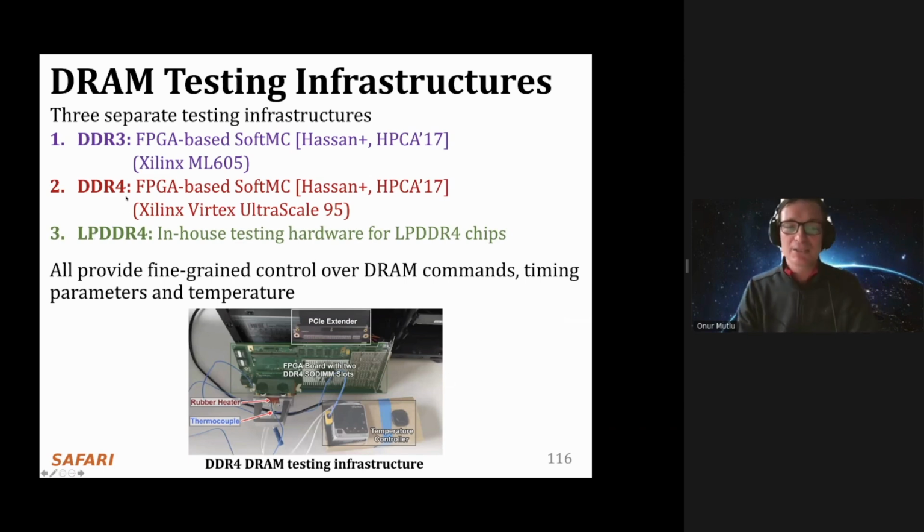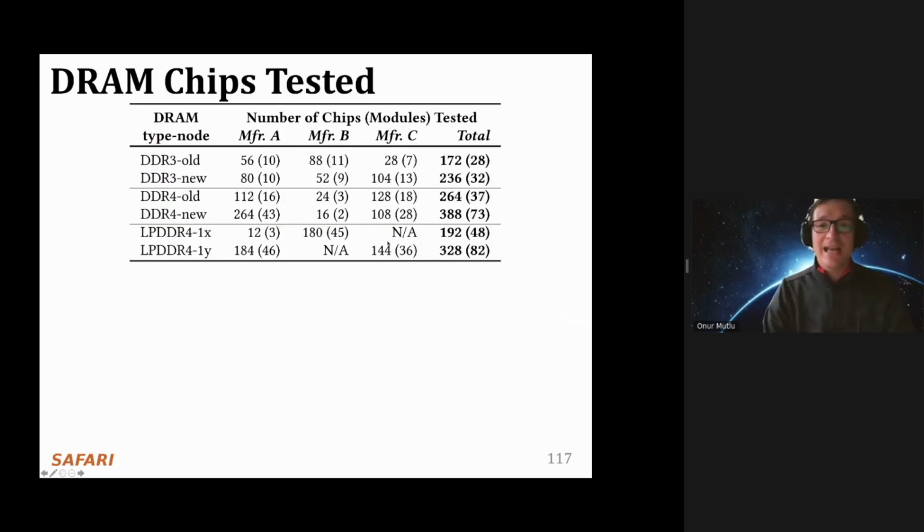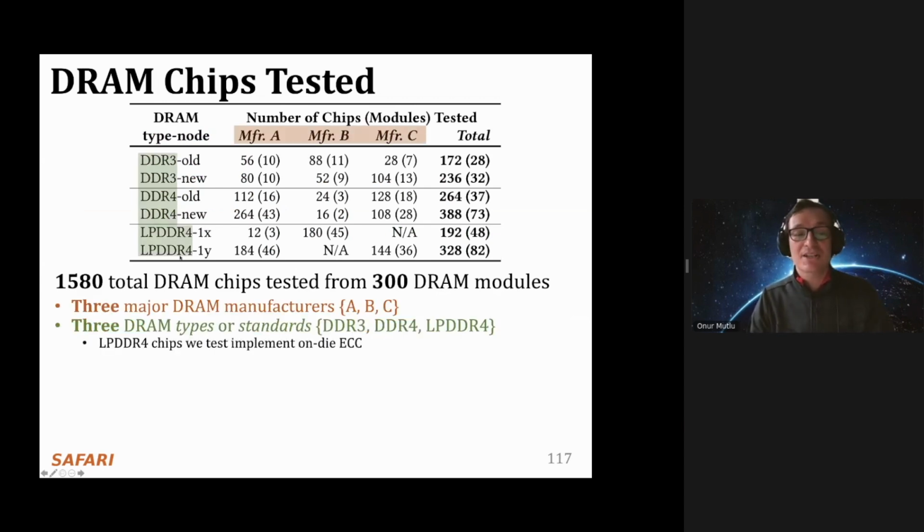Basically, we built 2 other infrastructures in addition to our DDR3-based infrastructure. We built a DDR4-based infrastructure that looks like this over here, and an LPDDR4 infrastructure for LPDDR4 chips so that we can do these studies. And we tested, as I said, more than 1,500 DRAM chips, as you can see, from 3 different DRAM types and 3 different manufacturers.